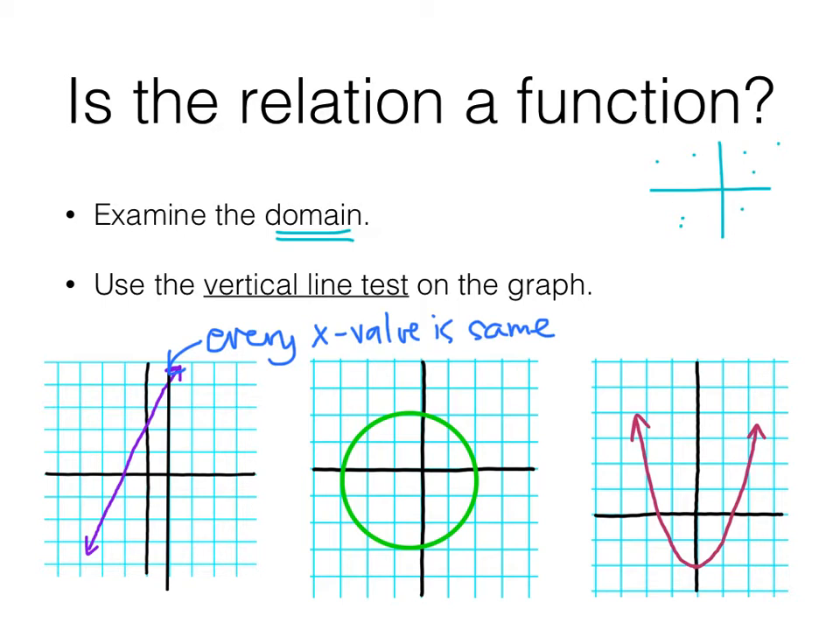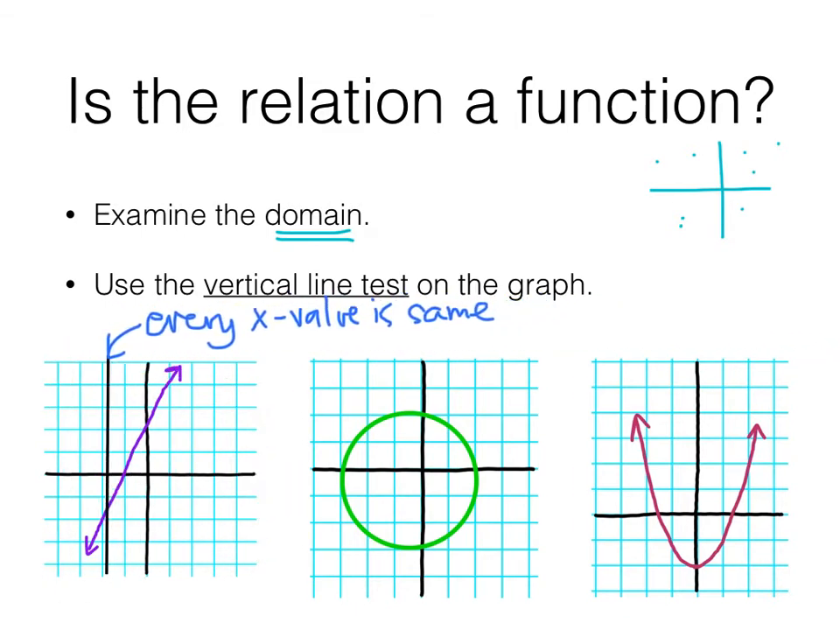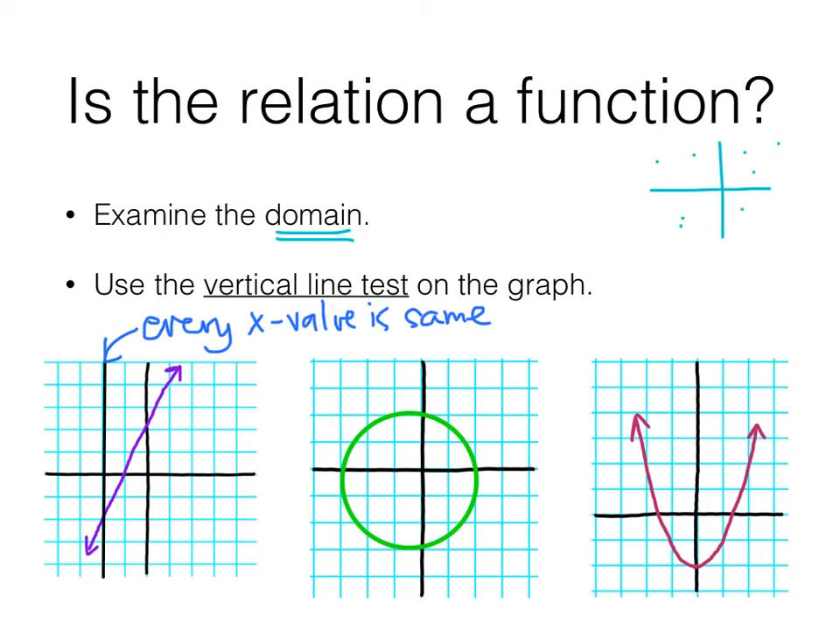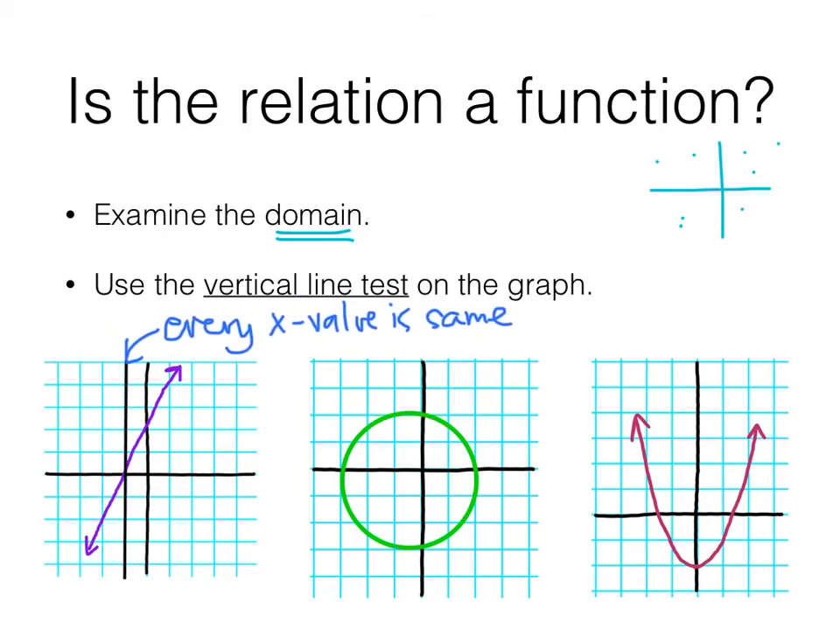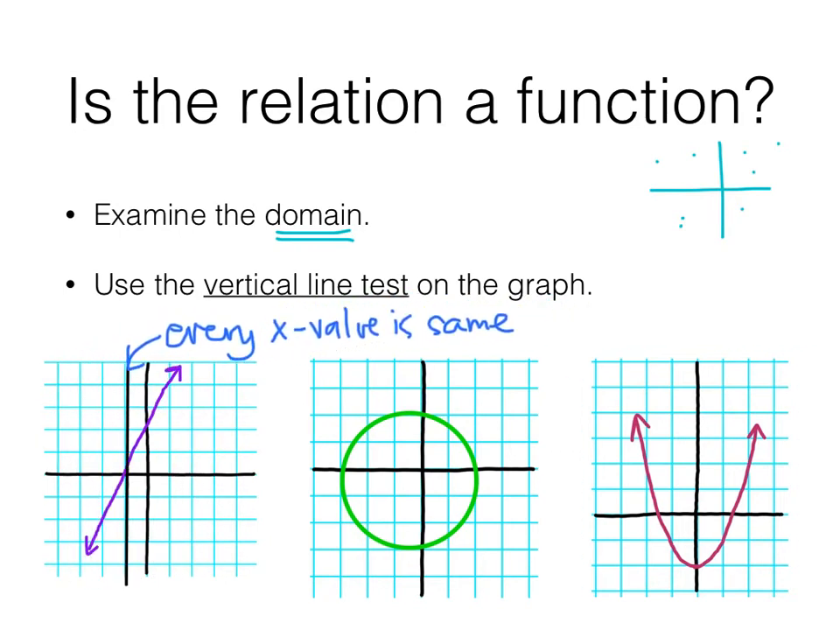So again, if I take my vertical line and sweep it across the relation and it touches it 2 times, then it can't be a function at all. It's just a relation, it's not a function. Is that the case with this one? No. So a linear relation is immediately a function. This line is a function, as long as it's not a vertical line.